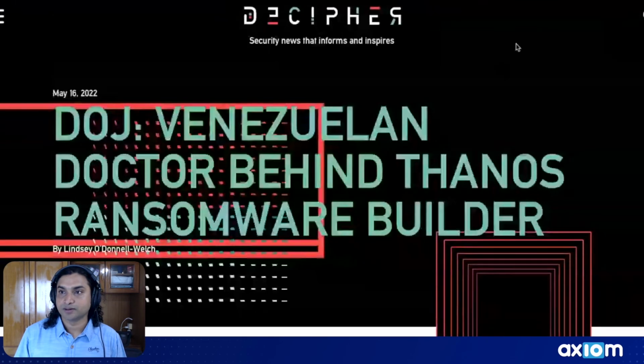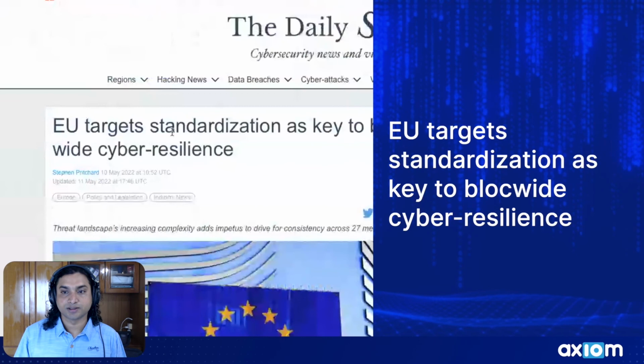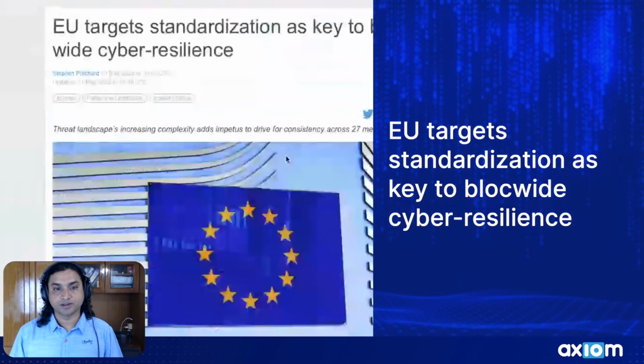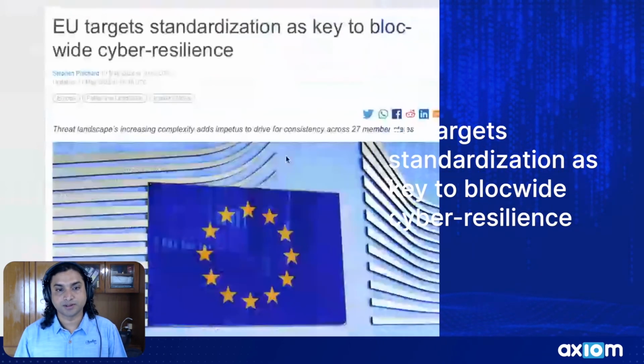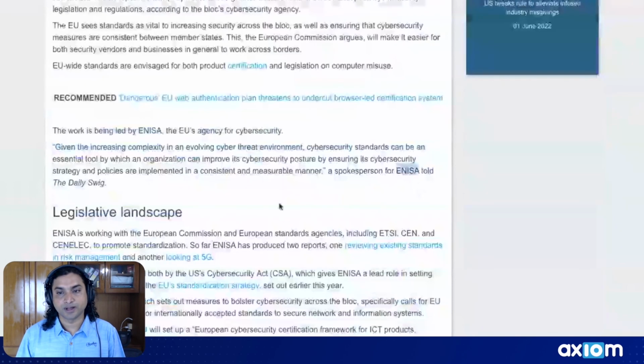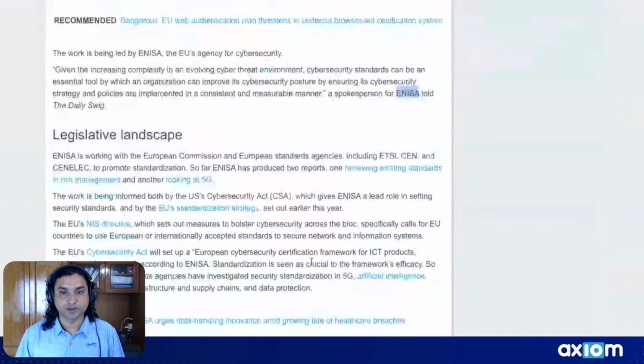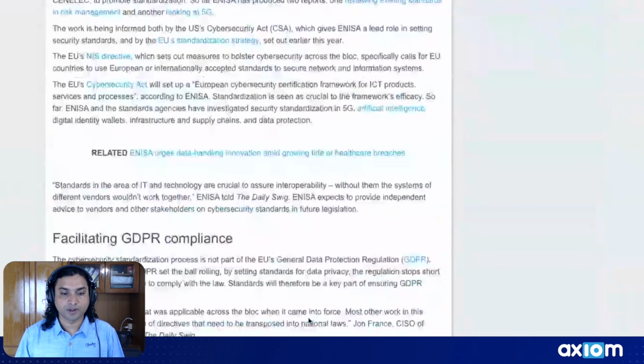Then the European Union targets standardization across the countries, and there's a fair bit of consistency and standardization that ENISA is looking at, which is the EU's cybersecurity wing. And there are a few more updates around that, and it should facilitate GDPR compliance as well.